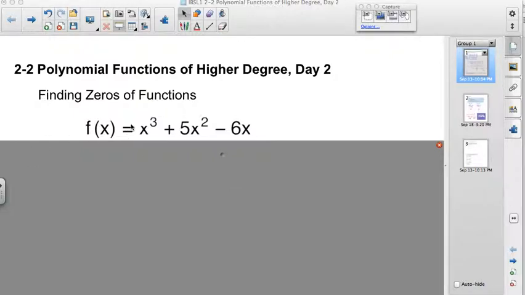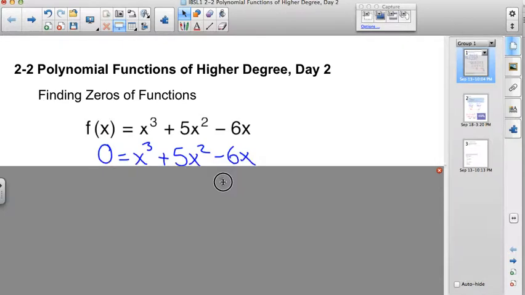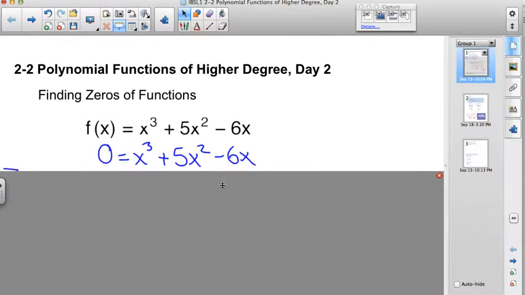Because this is an x cubed, we know there are going to be 3 roots of the equation if we set this equal to 0. And if those roots are real numbers, then we have 3 zeros of the function. So we're going to start by setting this function equal to 0. And then also we are going to look to factor.